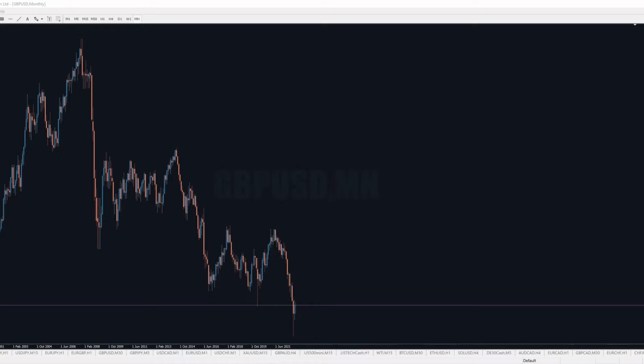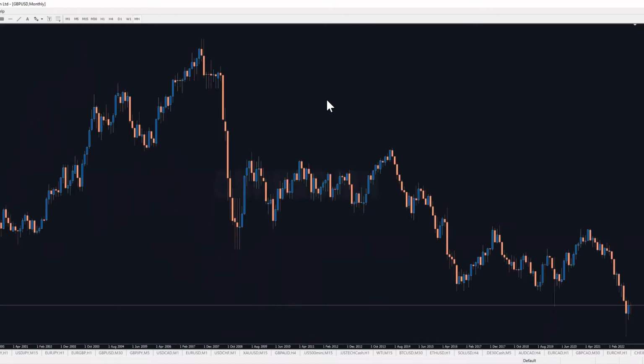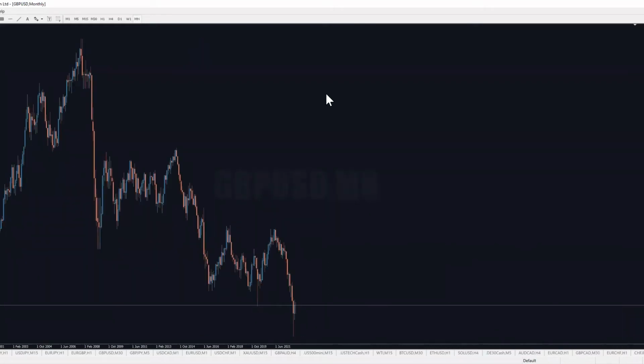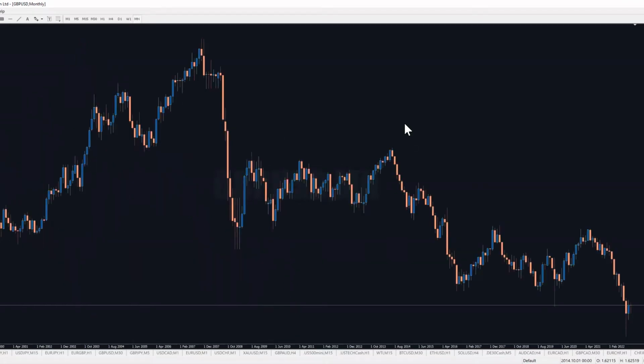So here we are. This is the monthly chart. Many of you maybe don't even need to be looking at the monthly chart because you're opening trades on the 15 minutes or 5 minutes time frame. But it's always good to have a good idea of where price is in the bigger picture, right?